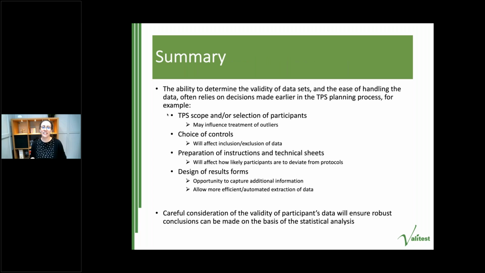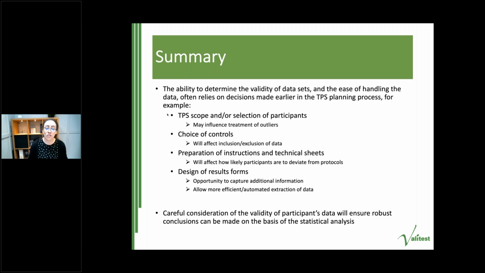And then just finally, to summarise, the ability to determine whether your data sets are valid and the ease of handling that data often relies on decisions that, as a TPS organiser, you've made earlier on in the TPS planning process. So the scope and the selection of participants might influence how you treat outliers. Your choice of controls to include in the panels will affect inclusion and exclusion of data. Your instruction sheets and technical sheets will determine how likely participants are to deviate and whether that's good or not.